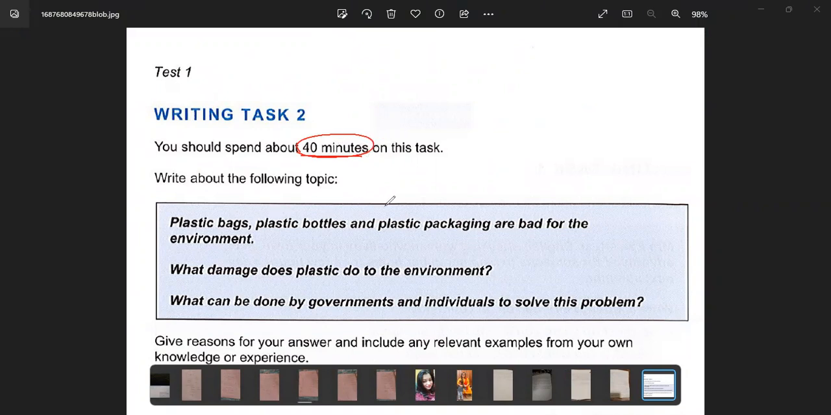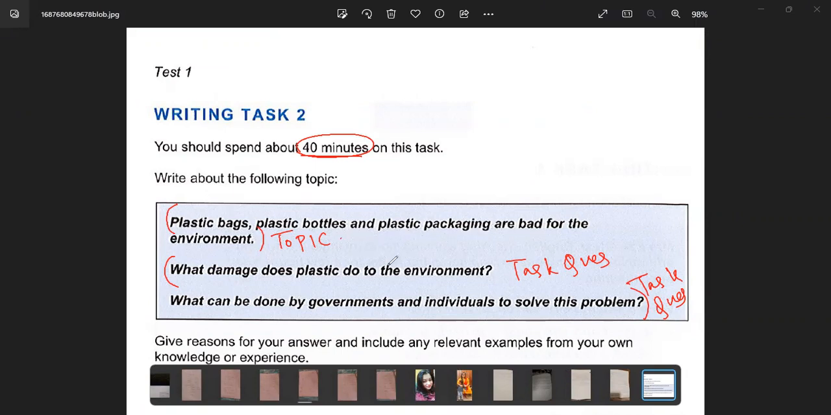Now, you're coming across the question again, looking at the topic. This is your topic. And these are your task questions. Okay. Am I clear? Right? So what is the topic asking you? The topic is asking you that plastic bags and plastic bottles and plastic packaging are bad for the environment.